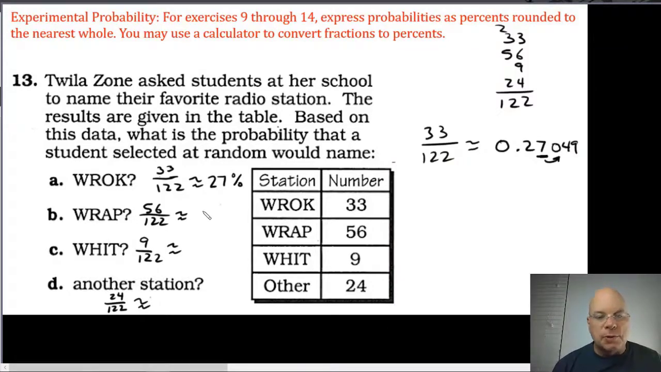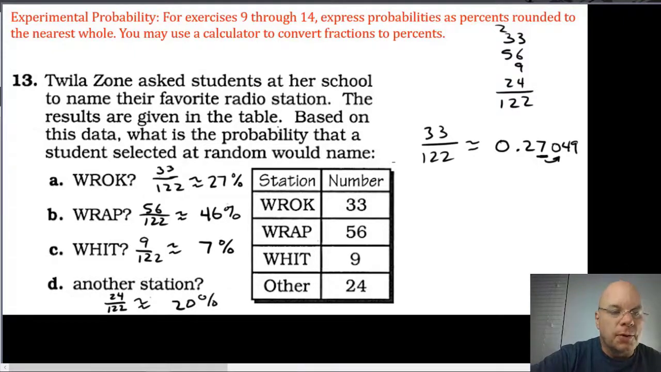Okay, I get 46% when I divide 56 by 122 and then round to the nearest percent. I get 7% for 9 out of 122, and I get 20% for 24 out of 122.